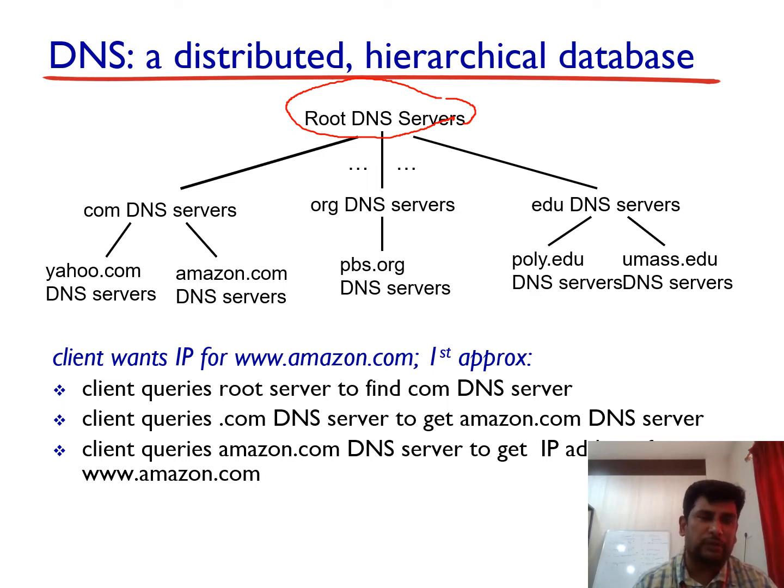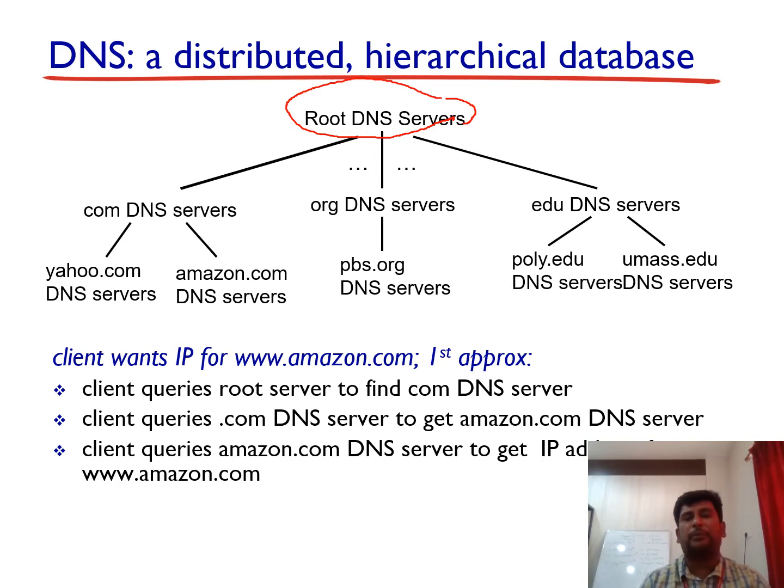Examples of commercial DNS are yahoo.com or amazon.com. In the case of organizations, it may be pbs.org. For education, we have poly.edu or umass.edu. All these are related to education.